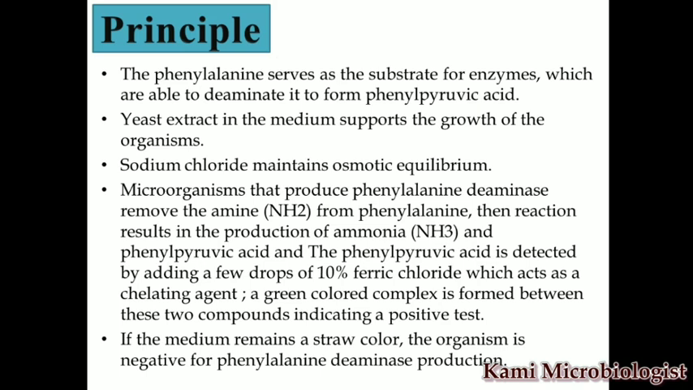Next we have the reaction, what's going on. Let's suppose you have streaked the bacteria into the medium, then what will happen? The bacteria will produce the enzyme phenylalanine deaminase, that will remove the amine from the phenylalanine. And then as a reaction, it will produce ammonia as well as phenylpyruvic acid. Phenylpyruvic acid is detected by adding a few drops of 10% ferric chloride, which acts as a chelating agent.